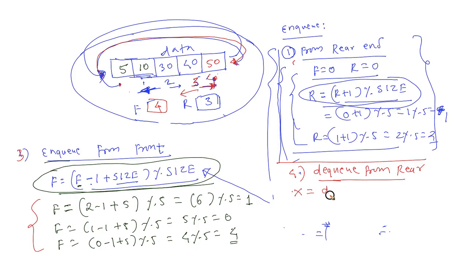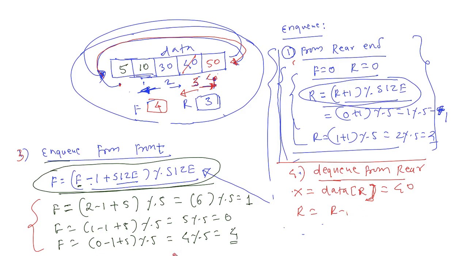X is equal to data of R. R is 3, data of R is 40, so I'll get 40 out, right? And then I will decrement R, in the counterclockwise direction. So how will I decrement this R? I should say R equal to R minus 1, right? R minus 1, but with this formula, if I say R equal to R minus 1, right?